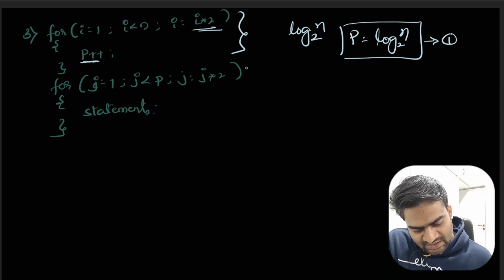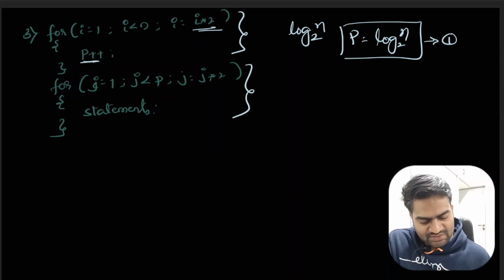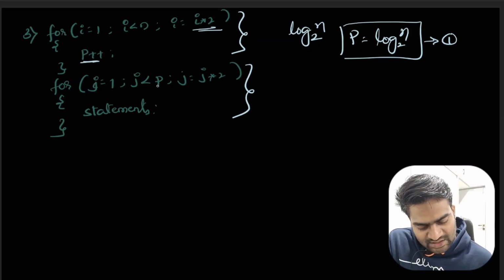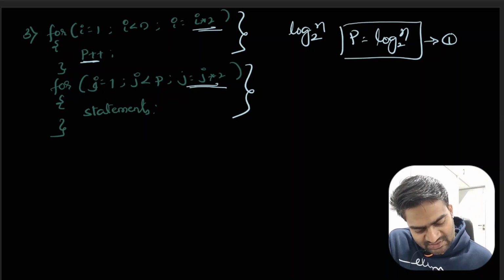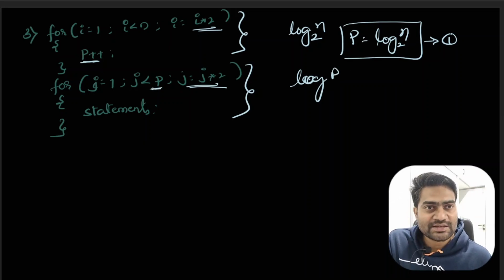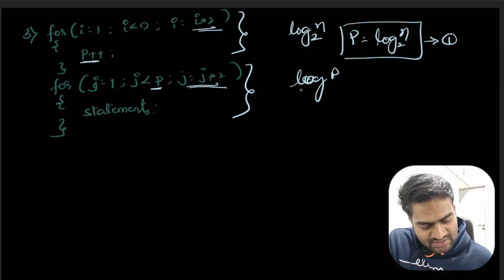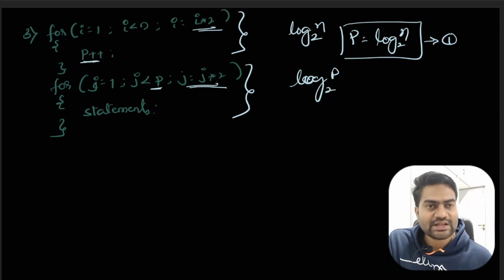Now when it starts the execution of the second statement, we can see here j is 1, and it executes until j is less than p, and j is getting incremented by j into 2 every time. So it is again of order log, but not n, it is p, because it executes until j is less than p. So it is log p to the base 2.